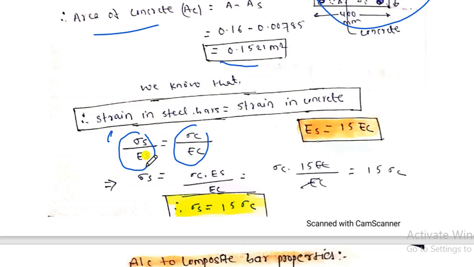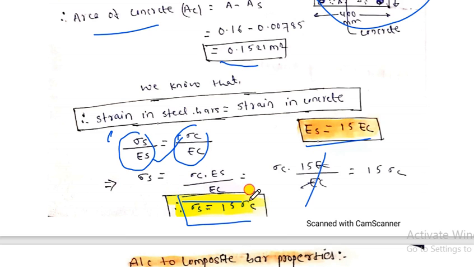So here I did it in the form of sigma s equals sigma c into Es by Ec. I have just shifted this Es to this side. So here Es by Ec into sigma c. As you know, the Young's modulus of steel is 15 times that of concrete. So I have just substituted 15 Ec in the place of Es, so Es and Ec will cancel. So ultimately sigma s is equal to 15 sigma c. So sigma s is equal to 15 sigma c.